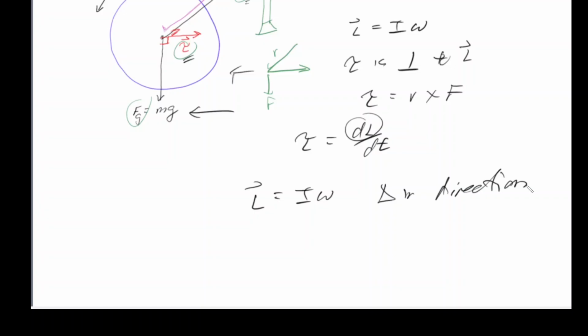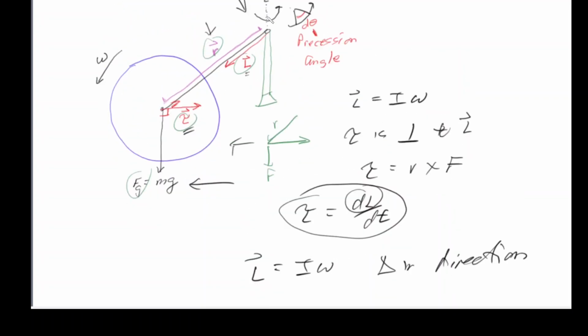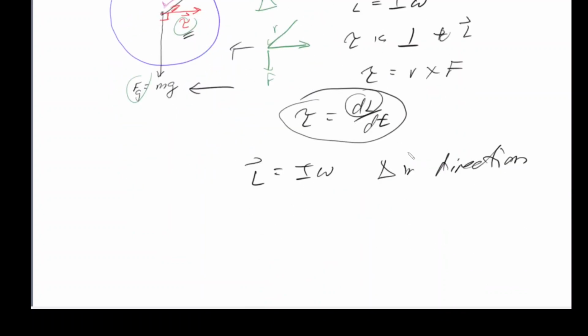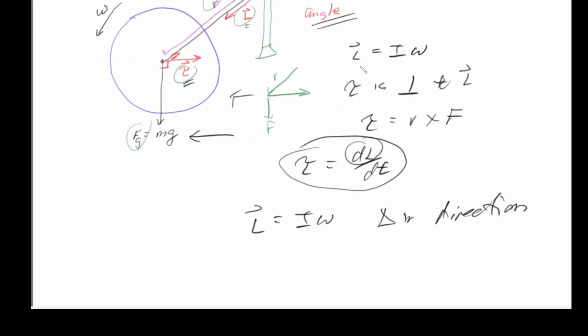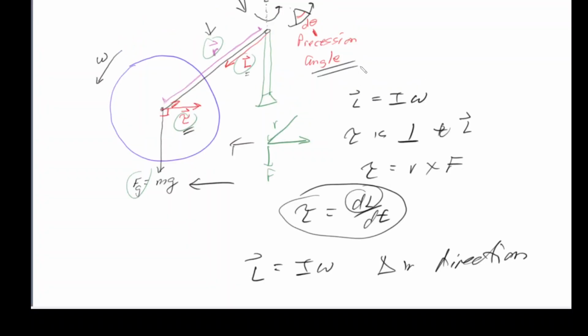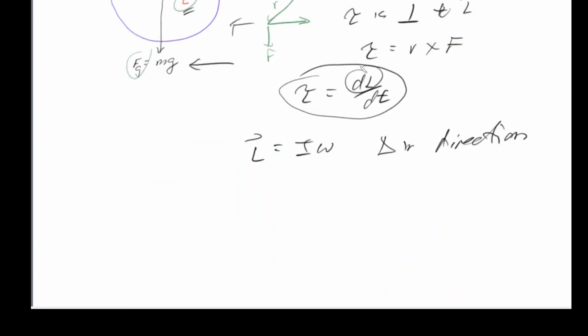And this change in direction is in the same direction as torque, because dL is parallel to torque, given by that equation. So it'll precess or rotate around the z-axis. And we can find the rate of precession by looking at the precession angle versus time.